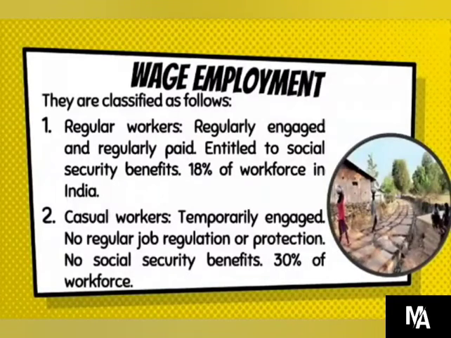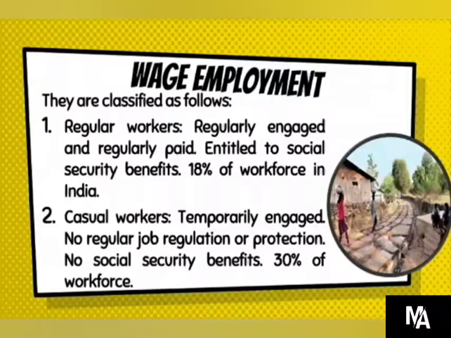Now wage employment can be classified still into two more categories. The first is regular and the second one is casual. Regular wage employees are basically those people who are continuously engaged in a firm, and they are regularly paid. And the speciality of these people is that they are also entitled to social security benefits, such as provident fund, gratuity, pensions, house allowance and so on. So they are entitled to so many social security benefits.